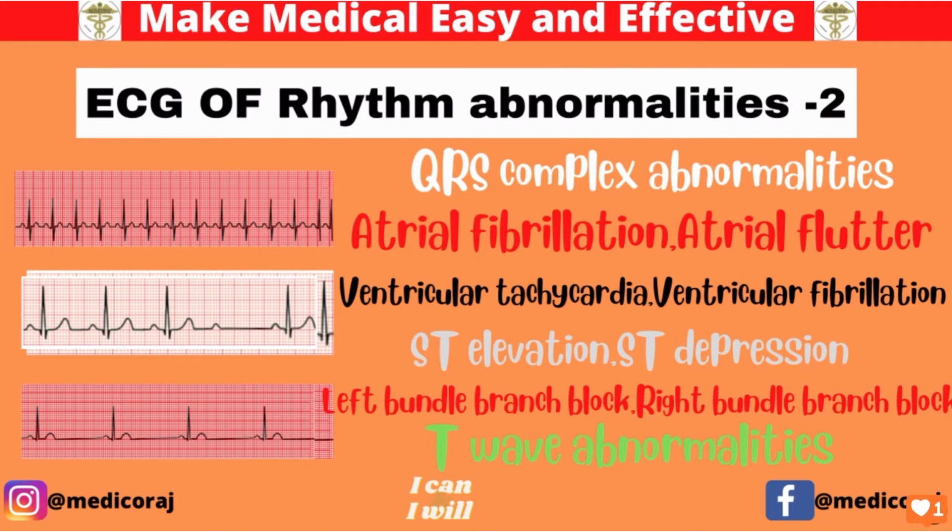Today I will discuss the QRS abnormalities. With QRS abnormality, you will see the narrow complex and the broad QRS complex. In narrow complex you will understand atrial fibrillation and atrial flutter. After that I will discuss the broad QRS complex. It appears in the case of ventricular tachycardia and ventricular fibrillation.